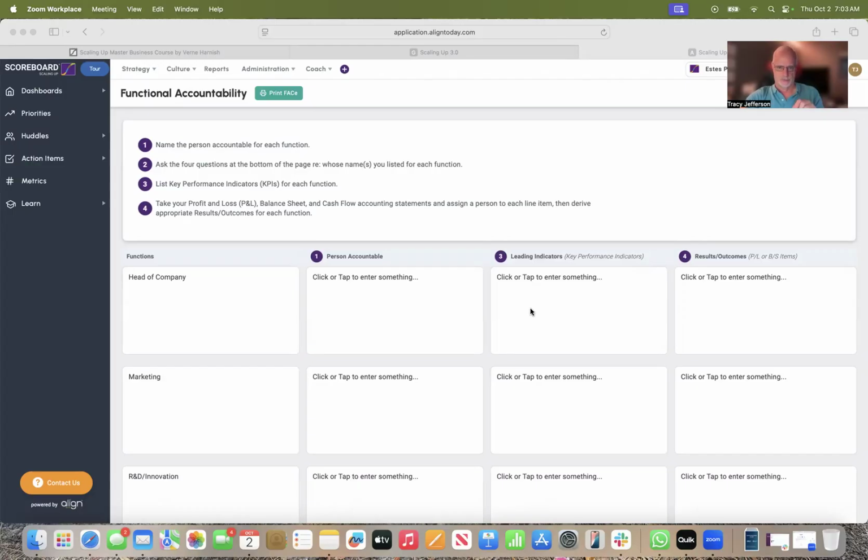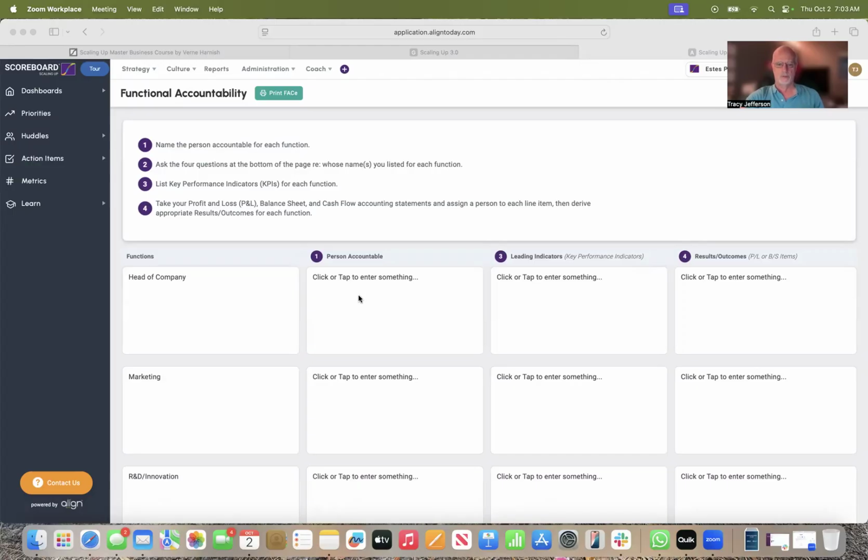I approach this a little bit differently. I do not fill in person accountable first. I think that creates a bias. I want to look at the organization, where it is and where it needs to go, determine the results I need for that particular function, determine the leading indicators. Then I last identify the person accountable because I may not have the right butt in the right seat.